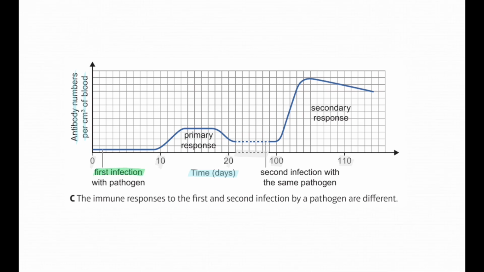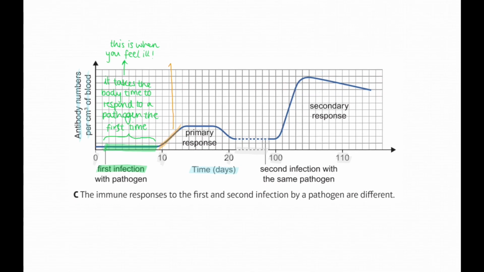The first infection with the pathogen happens at about 1.5 days. Then there's quite a long period of time where antibody numbers in the blood actually don't change. During this time, we've been exposed to the pathogen. However, it takes some time for the correct lymphocyte that has the correct antibodies to bind to the pathogen's antigens to actually come into contact with the pathogen and be activated in the first place.